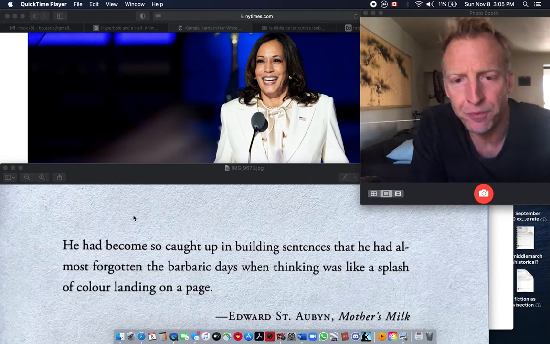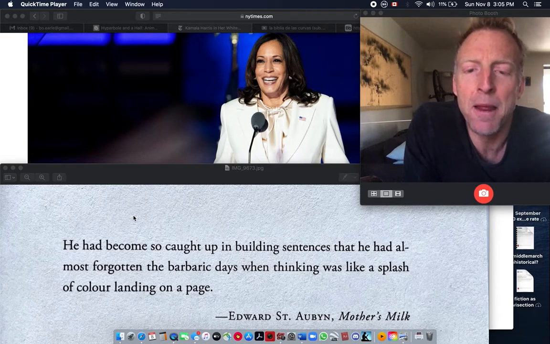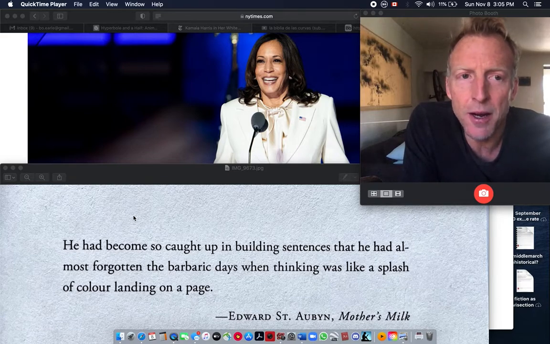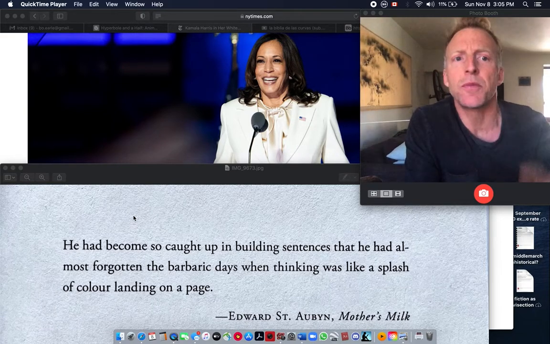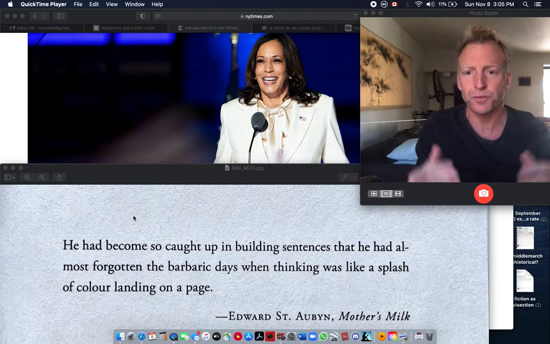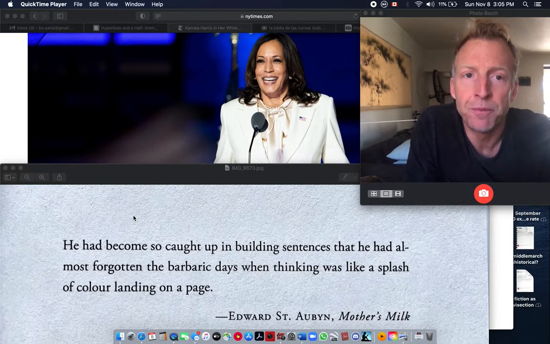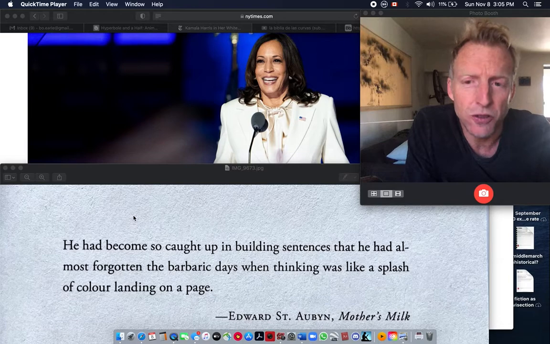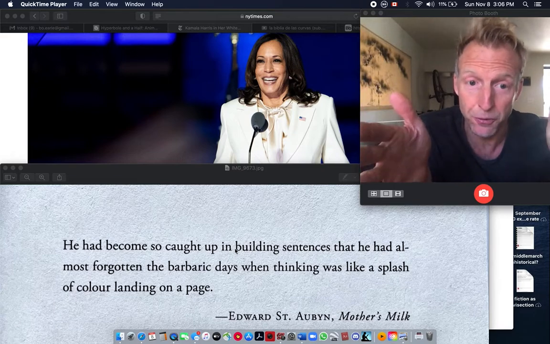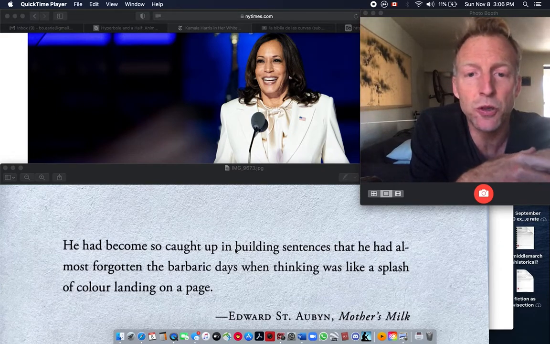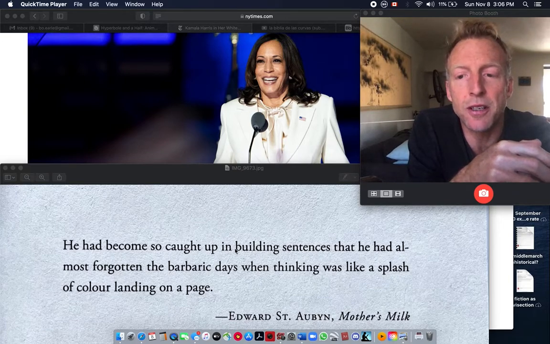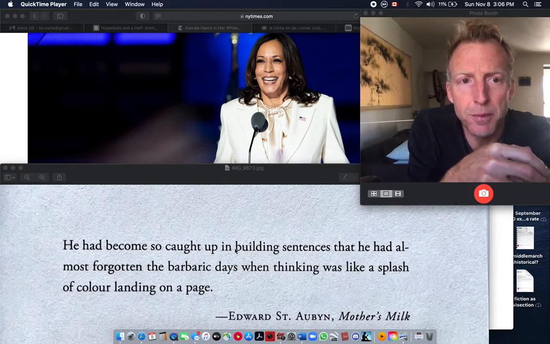This is what Edward St. Aubyn suggests in the epigram to Barbarian Days. The way in which the building of sentences misrepresents the actual flow of experiences. So notice here the difference between that. Just notice the use of metaphor in this sentence. He'd become so caught up in building sentences that he'd almost forgotten the barbaric days when thinking was like a splash of color landing on the page.